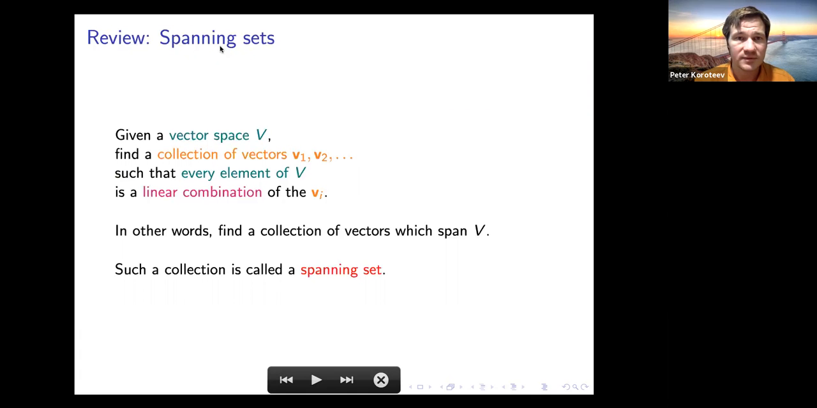A quick reminder about spanning sets. Given a vector space V, we find a collection of vectors V1, V2, and so on, such that every element of V is a linear combination of those vectors. So in other words, we find a collection of vectors which span V. And this collection is called a spanning set.